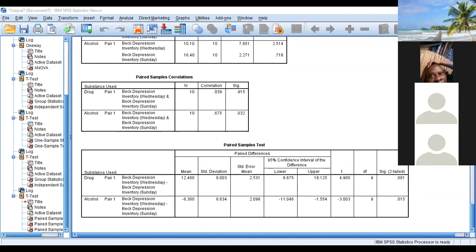It was a little more significant in drug. Drug was 0.012, alcohol is 0.047. So if you look at what we have now, it's the same thing.